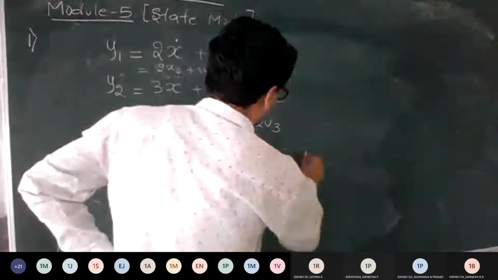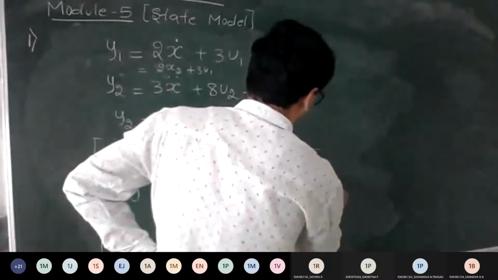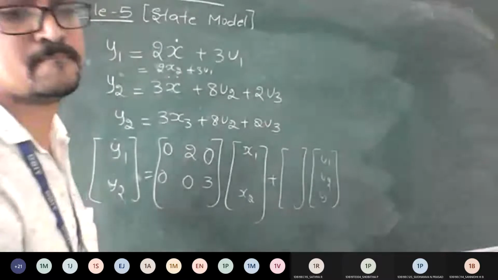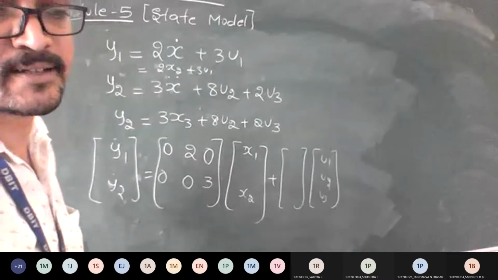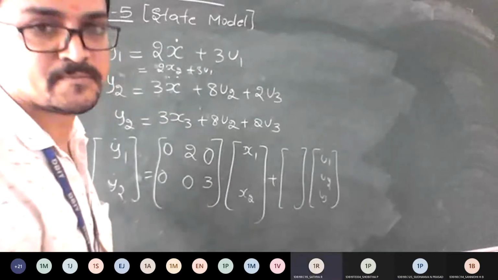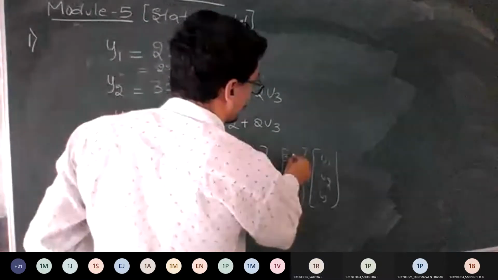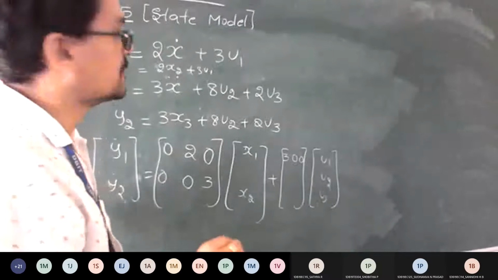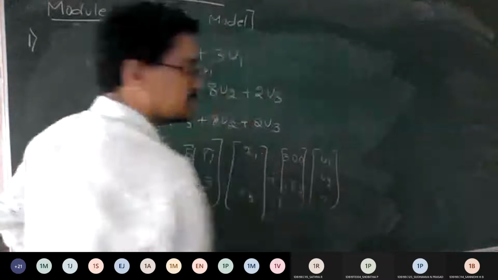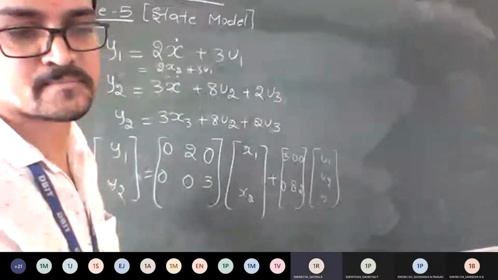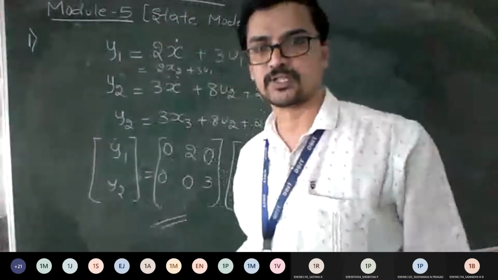So what are the coefficients you have for u1, u2, u3? Is u1 there? Yes, 3. So shall I write 3 here followed by 0, 0? Yes, sir. Similarly, in the second equation, u1 is not there, so 0, 8, 2. Is it correct? Yes, sir. So this is the final conclusion for the problem you have solved here.